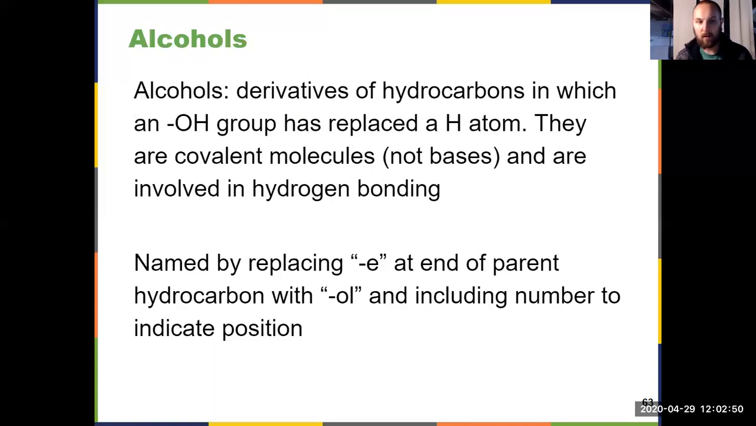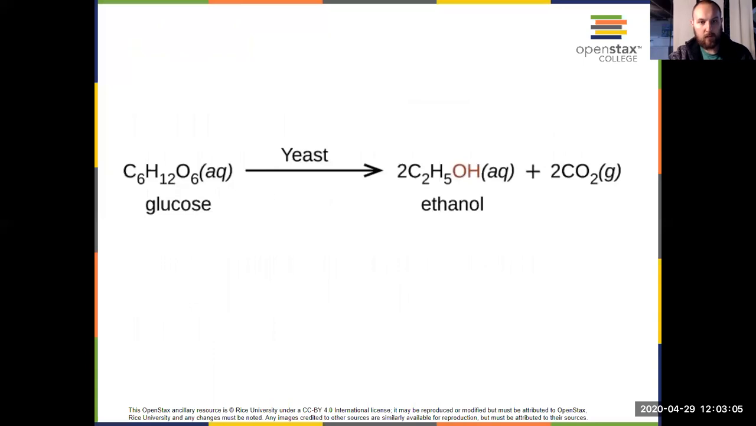We name an alcohol by replacing the E at the end of the name of the alkane with OL. And then we add a number to indicate the position. So ethane, we drop the E and it becomes ethanol. That's also done in fermentation: glucose goes to ethanol via yeast. We see that OH, it's an indication we have an alcohol.